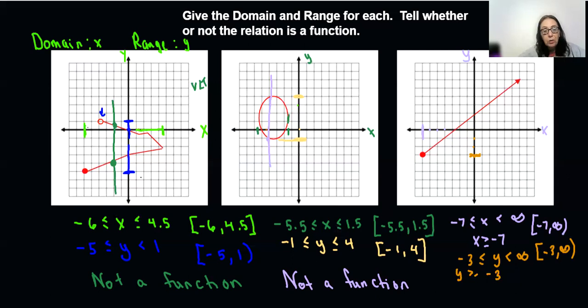Now, we didn't determine if this last one's a function or not. What do you think? I think you know. If I do the vertical line test, it only crosses one time. So yes, this is a function.